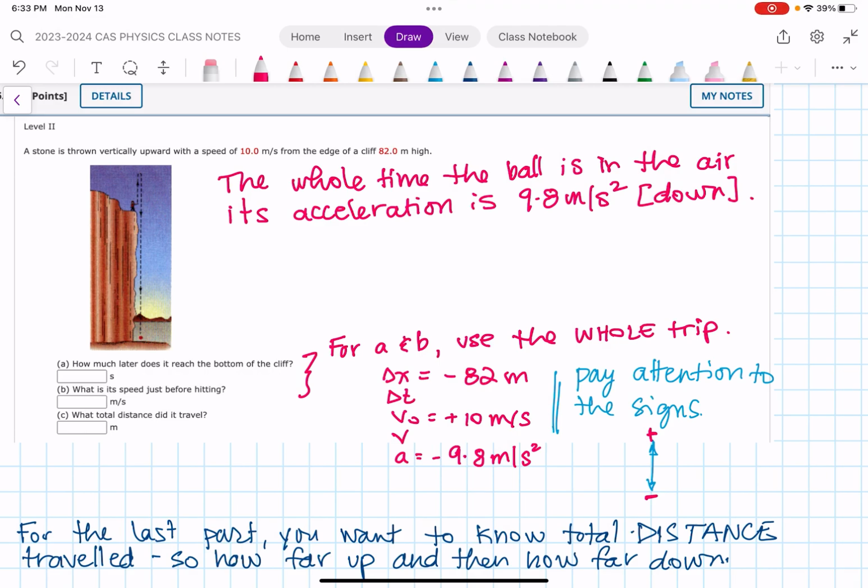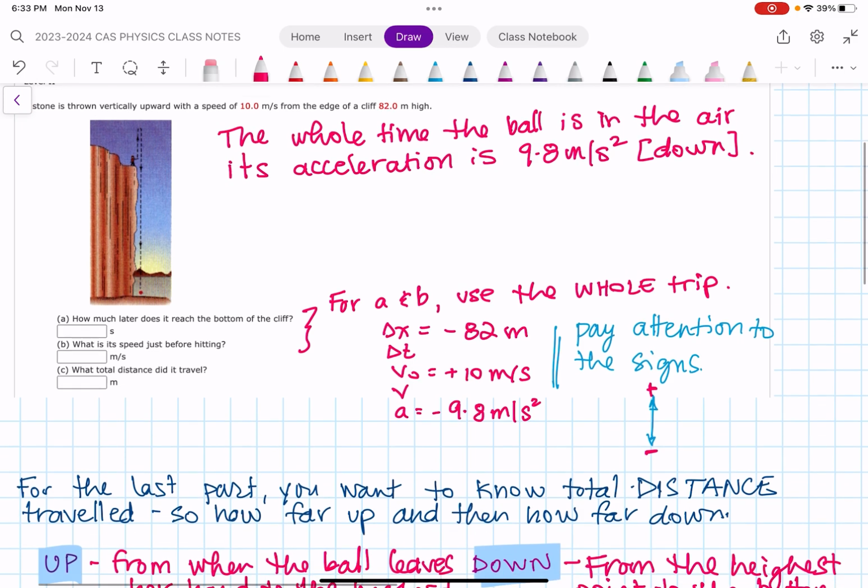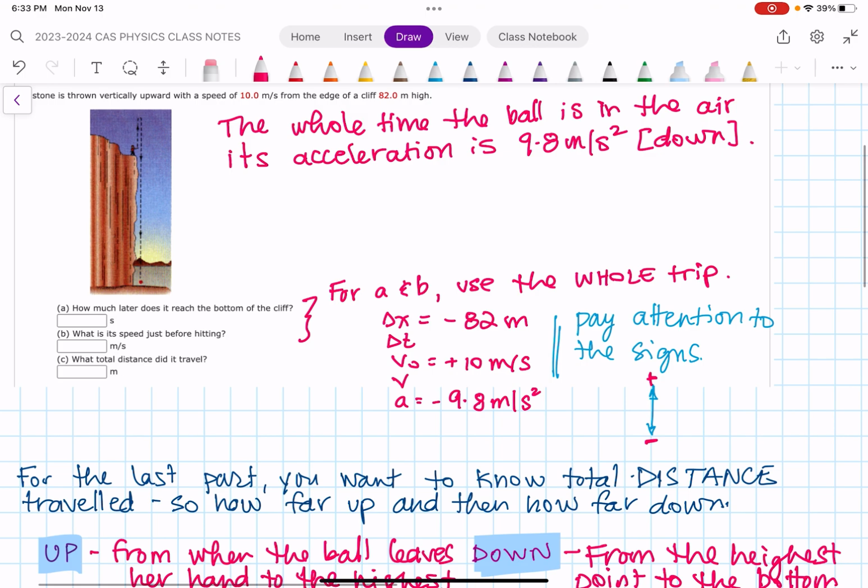For question 5, this is the one with someone throwing a stone in the air. The idea here is that the whole time the ball's in the air, it's accelerating down. So for the first two parts, part A and part B, I think you said you did that already, right? Well, for those two parts, I would say you use the information for the whole trip. So here's the information that you can put in.